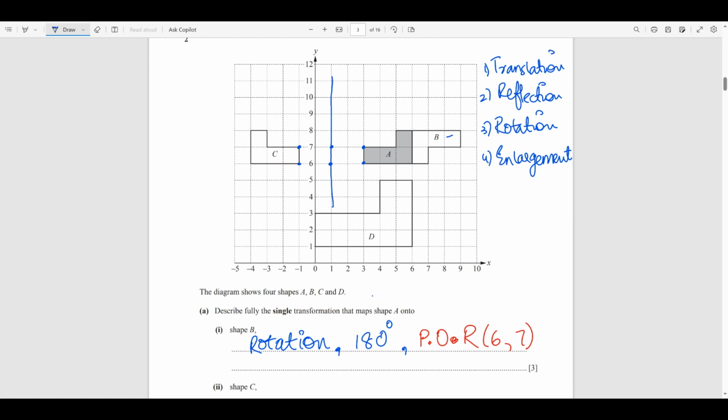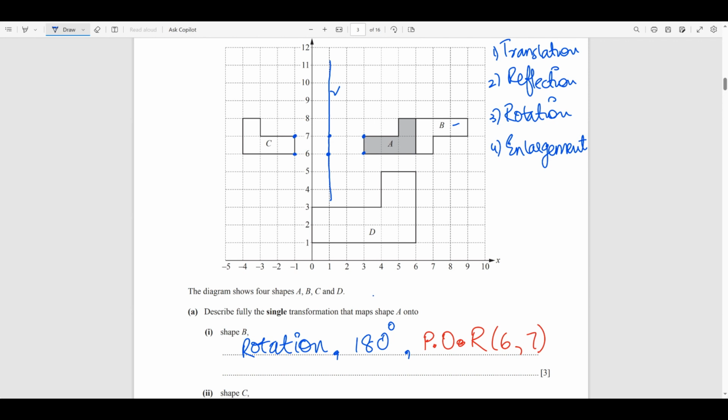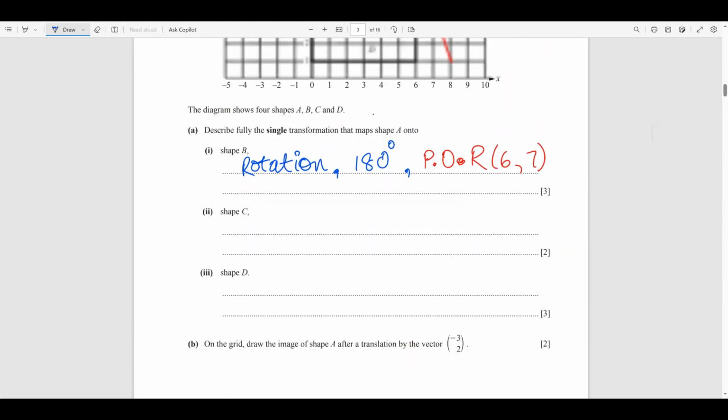You don't actually have to do this. If the questions are complicated then you can, but I think the reflection questions are pretty easy. You can easily see the line of reflection, right? So this line will be the line of reflection, and the equation of this line will be x is equal to 1. So basically it should be 2 marks for shape C.